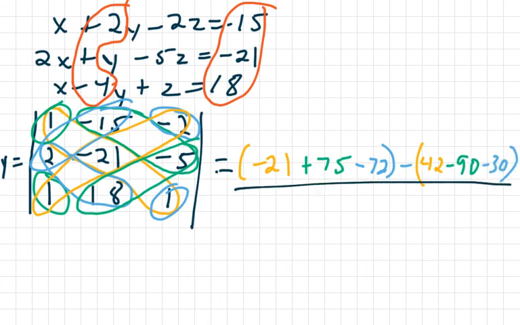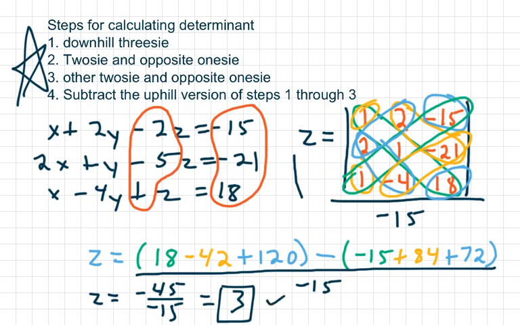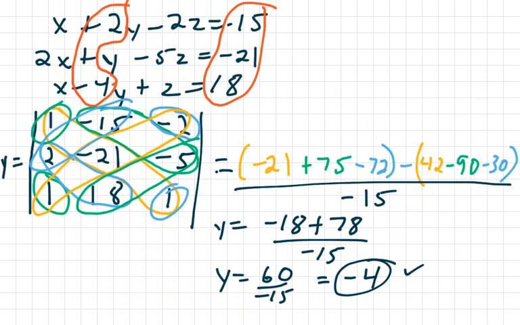All divided by our magical determinant that we discovered early on, it's negative 15. And we solve this out. We get negative 18 minus a minus 78 is plus 78, so minus 18 plus 78 over negative 15. Y equals 60 divided by negative 15. So therefore, y is going to equal negative 4. So again, now we've got our z value of 3 and our y value of negative 4.